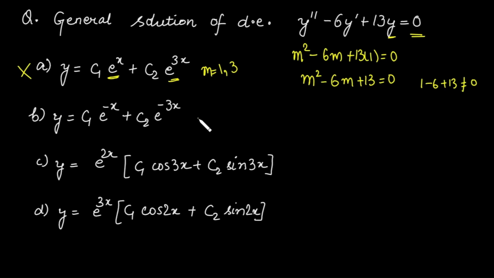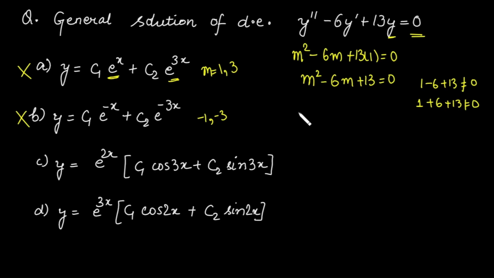Check for minus 1 and 3. So check for minus 1. When you put minus 1, square is 1, minus 6 into minus 1 is plus 6, plus 13. Again it is not equal to 0. It means this is not the option. So the option is either C or D. It means the answer is in the form of a complex number in this case.